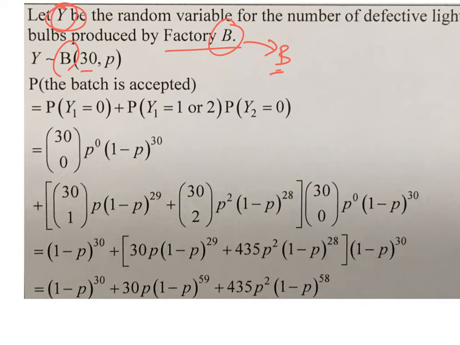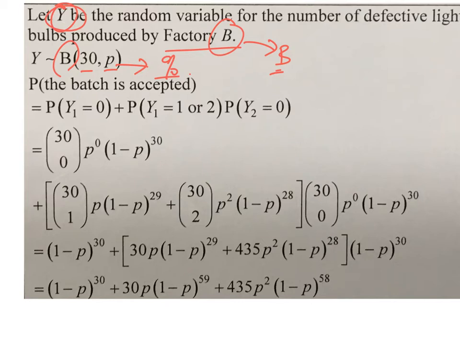The sample size here is 30. Then the probability of success, which is just the probability of getting a defective light bulb from factory B, is p. Notice that this is a probability and not to be left in percentage. Again, some students left it as 100p%.